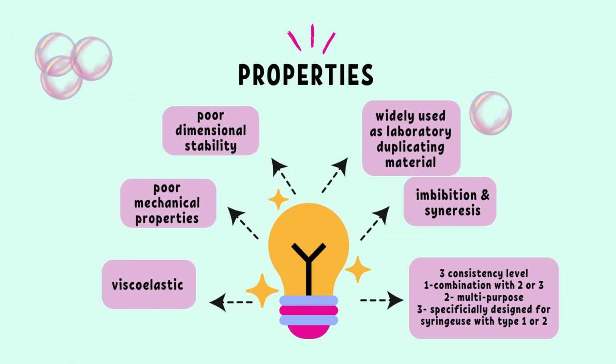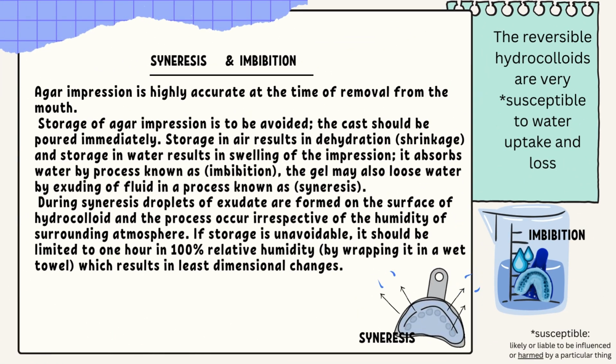Properties: poor dimensional stability, poor mechanical properties, viscoelastic, widely used as a duplicating material in the dental laboratory, imbibition and syneresis, and 3 consistency levels. Type 1 is used in combination with type 2 or 3. Type 2 is multipurpose. Type 3 is specifically designed for syringe use with type 1 or 2. What are imbibition and syneresis?